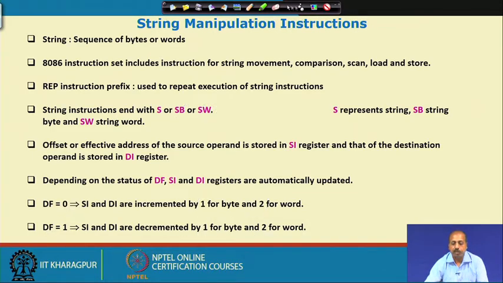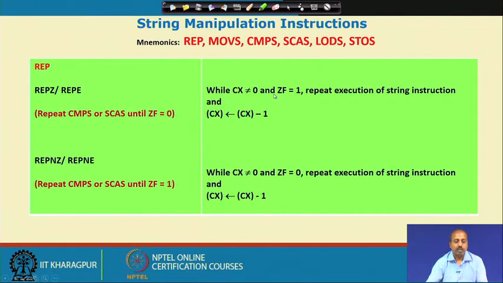We will see in more detail some more instruction examples, and then this REP prefix that we were talking about. REP repeats the CMPS or scan instruction. While CX is not equal to 0 and ZF equal to 1, repeat execution of the string instruction, and CX will be decremented by 1 every time.